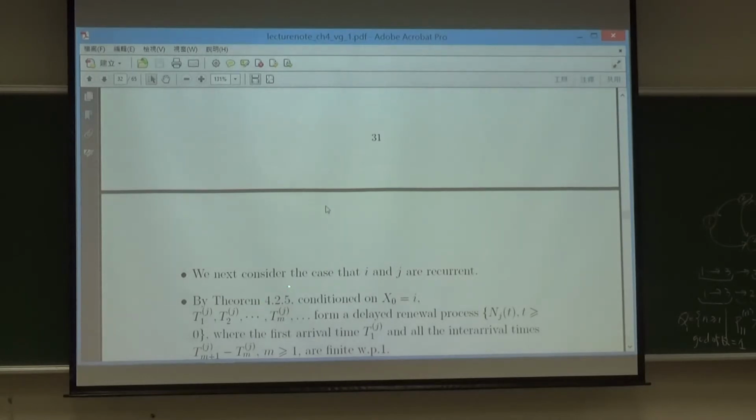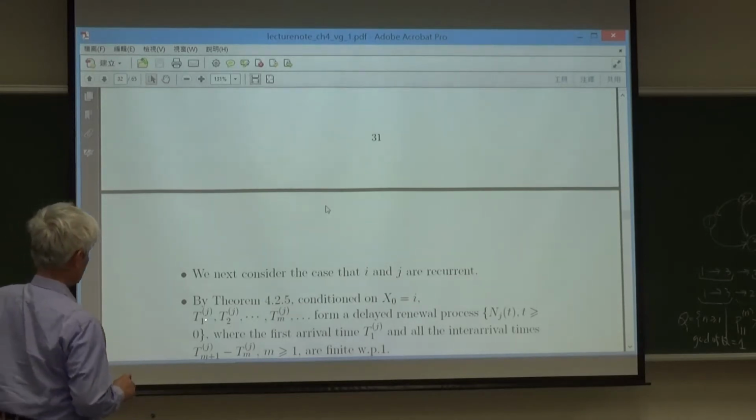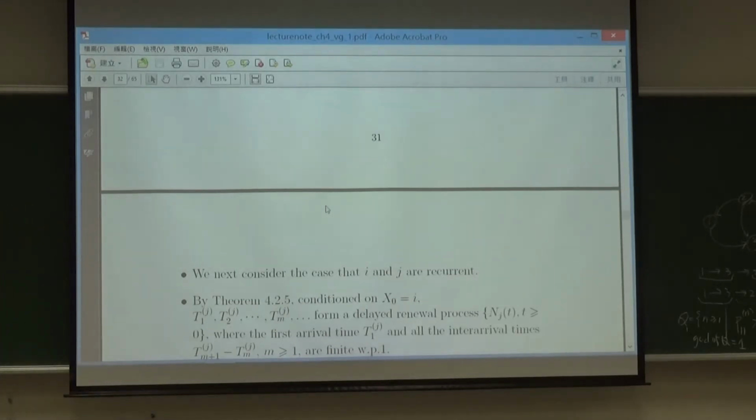In Theorem 4.2.5, for this particular case, we actually have a renewal process to model the process of the Markov chain. Conditional on X0 equal to i, the successive times to visit state j are as follows. T1j is the first visit time to state j, this is the second visit time to state j, et cetera. Given the initial state, these successive visit times to state j form a delayed renewal process.